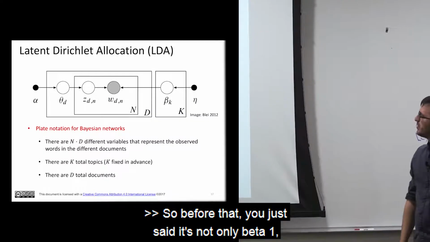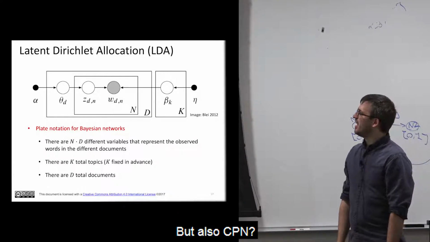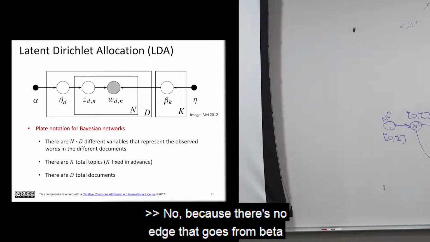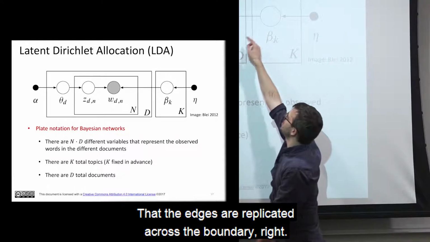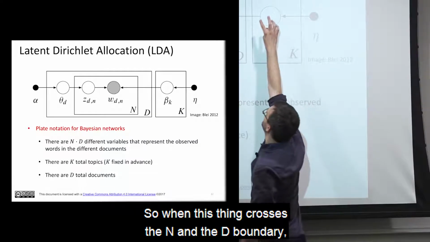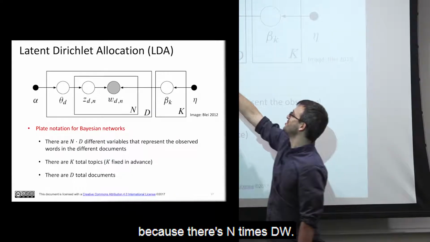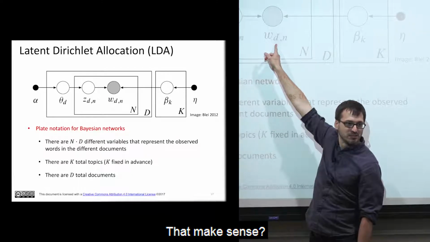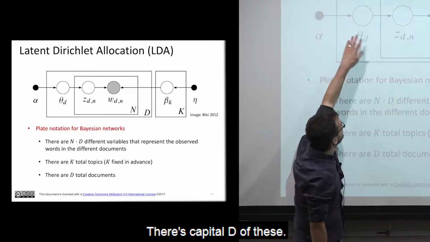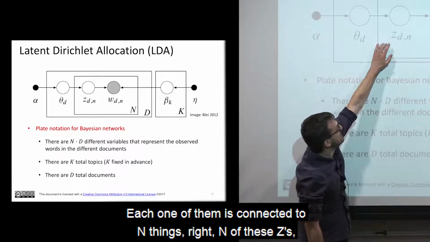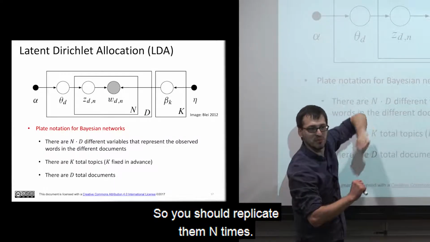Yep. So with what you just said, it's not only beta 1, 2, 3 with W_dn, but also Z_dn? No, because there's no edge that goes from beta to Z. Does that make sense? The edges are replicated across the boundary. So when this edge crosses the n and the d boundary, it means a single edge here is replicated n times d times, because there are n times d W's. That make sense? So over here, this theta_d is connected to Z_dn. There's capital D of these. Each one of them is connected to N of these Z's, because it crosses the n boundary. So you replicate them n times.